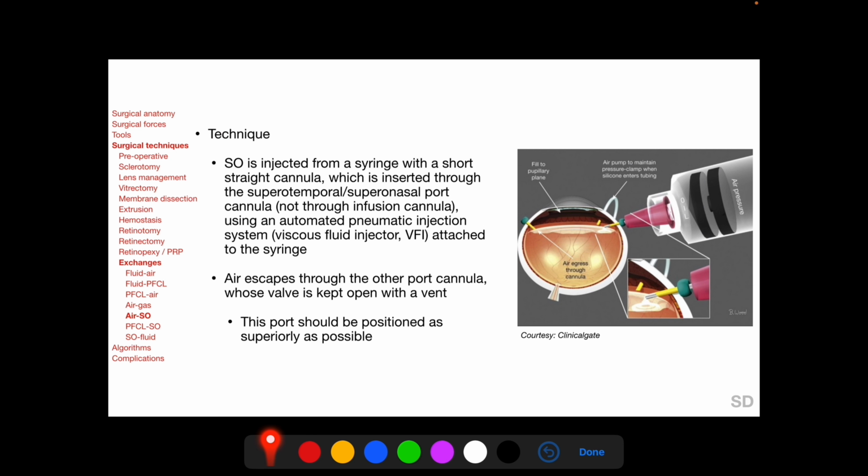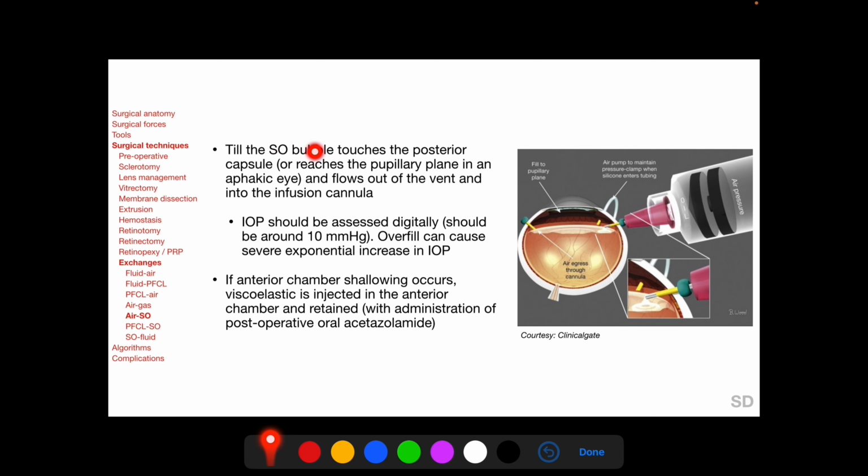which gradually decreases. For air-silicone oil exchange, silicone oil is injected from a syringe with a short straight cannula, which is inserted through the superotemporal or supranasal sclerotomy cannula and not through the infusion cannula as with gas, using an automated pneumatic injection system called viscous fluid injector or VFI attached to the syringe. Air escapes through the other sclerotomy cannula, either supranasal or supratemporal, whose valve is kept open with a vent, and this is continued till the silicone oil bubble inside the eye touches the posterior capsule or reaches the pupillary plane in an aphakic eye and flows out of the vent and also into the infusion cannula.